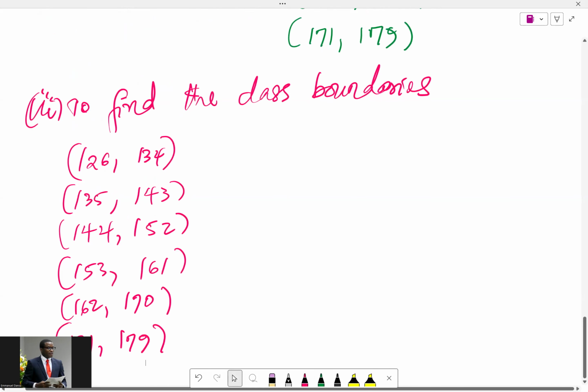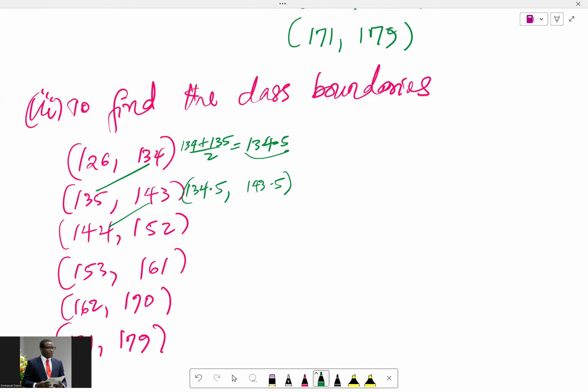So look at this now. To get the class boundaries, this is how it goes. You add these two and you divide by two. The upper class boundary here is going to be 134 plus 135 divided by 2, which is 134.5. That's the upper class boundary here, and it is going to be the lower class boundary in the next class. Again 143 and 144, that'll be 143.5. Of course, for this one you're subtracting 0.5, so this will be 125.5 against 134.5 up there.